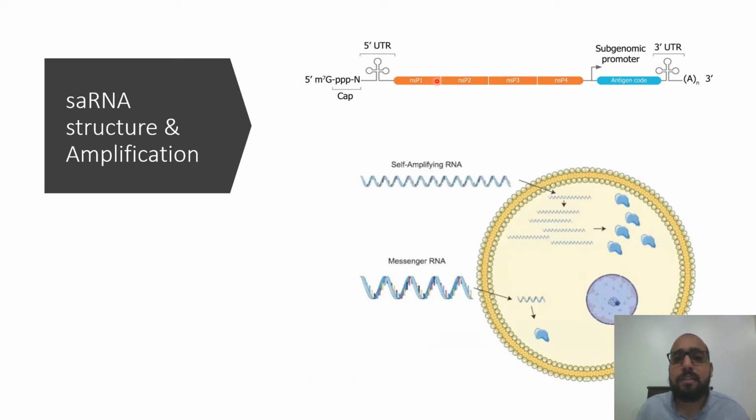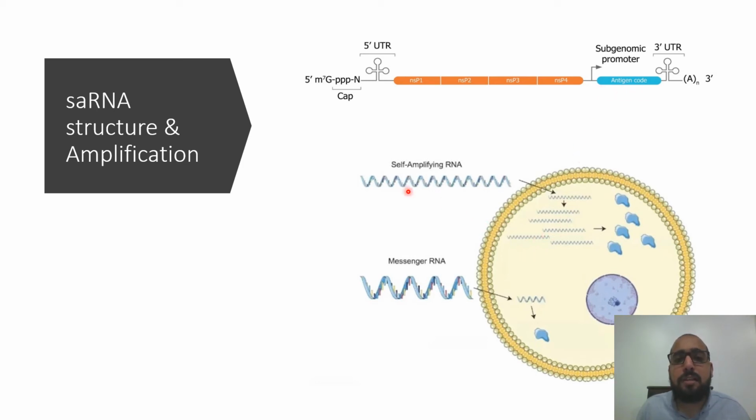We then have these four non-structural proteins, and these make up the replicase, so this is what gives it its self-amplifying properties. It's derived from an alphavirus that uses it to replicate the virus's own RNA, and we have just hijacked the system and put it into messenger RNA for our own use. Then downstream of the subgenomic promoter, we have the antigen code.